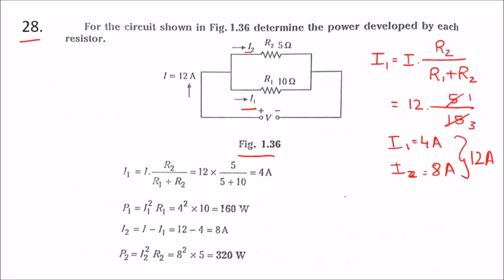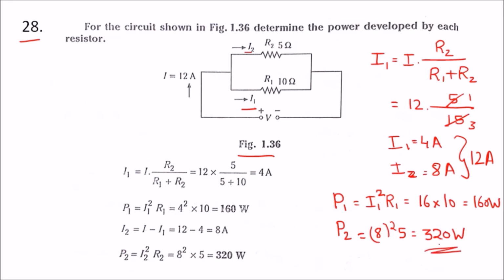Once we get I1 and I2, we can easily find P1 and P2. P1 is I1 square R1, that is 16 into 10, which is 160 watt. Same thing for P2: I2 is 8 square and R2 is 5, that is 320 watt. So P1 is 160 watt, P2 is 320 watts.